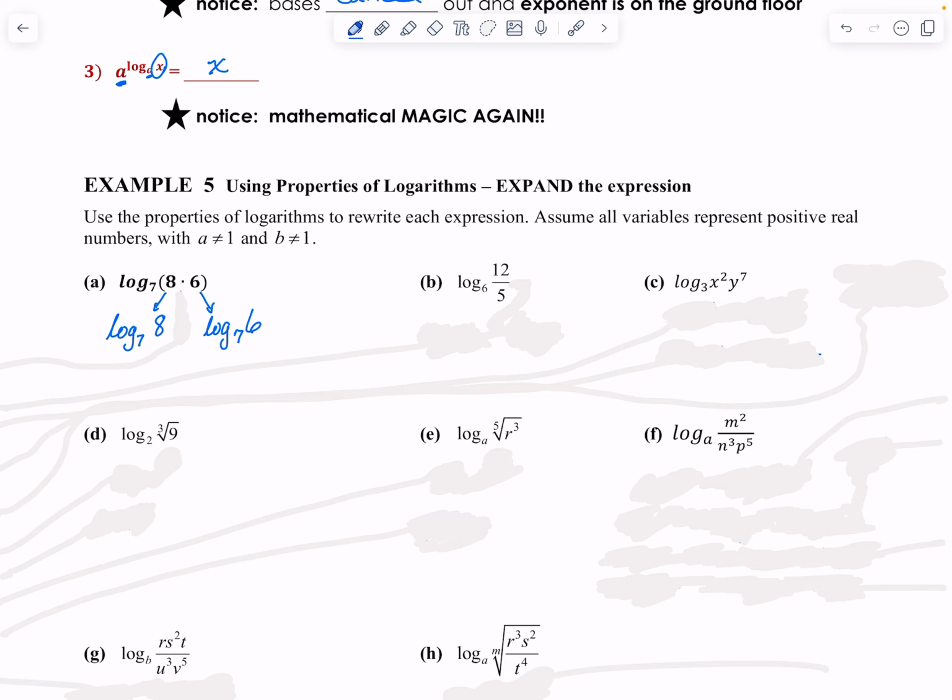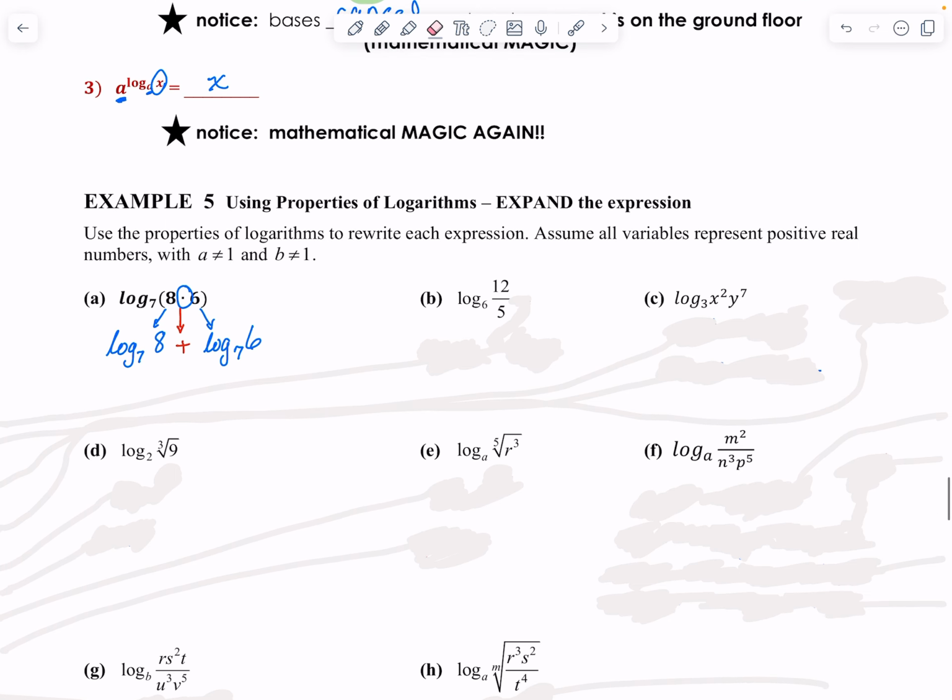And when I see a times sign, do you remember what we do instead of times, multiply? We're going to add, right? So this might help us. Let me write that up here. So if you see a times sign, you are going to add. If you see a division sign, you are going to subtract.